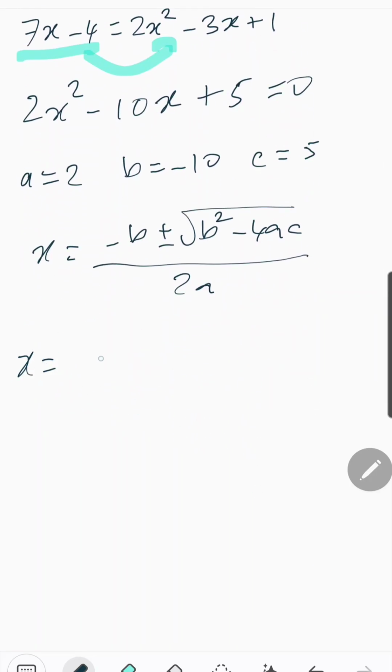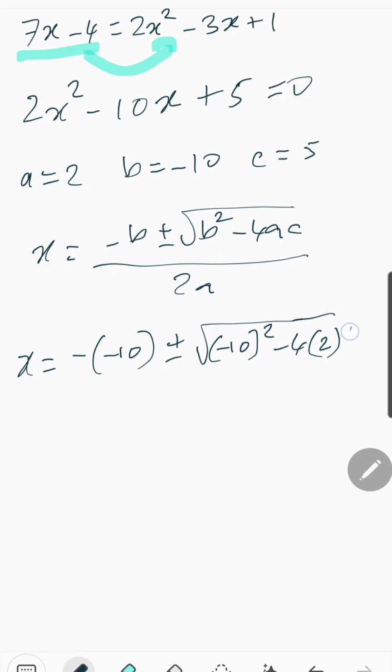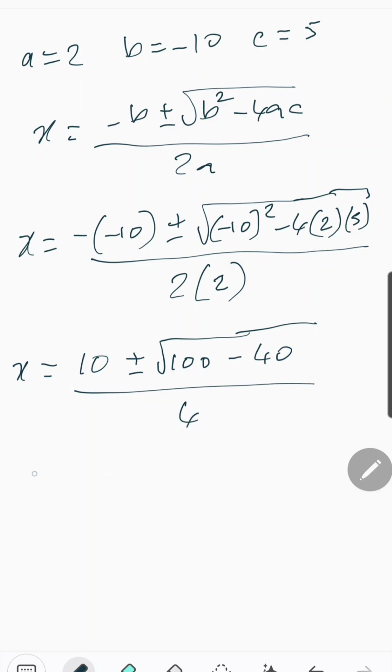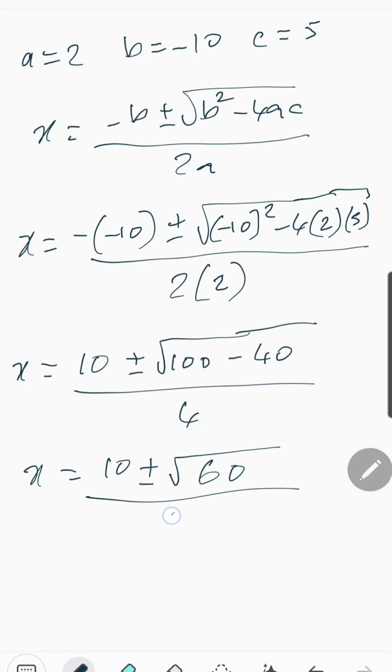So x is equal to minus b, which would be minus minus 10, plus or minus the square root of minus 10 squared, minus 4 times a, 2, times 5, which is your c. That's all over 2 times a, which is 2. So you simplify this now, you get 10 plus or minus the square root of 100 minus 4 times 2 times 5. 4 times 5 is 20, times 2 is 40. So it's minus 40, all over 4. Simplify that further, you get 10 plus or minus the square root of 100 minus 40, which is 60, over 4.